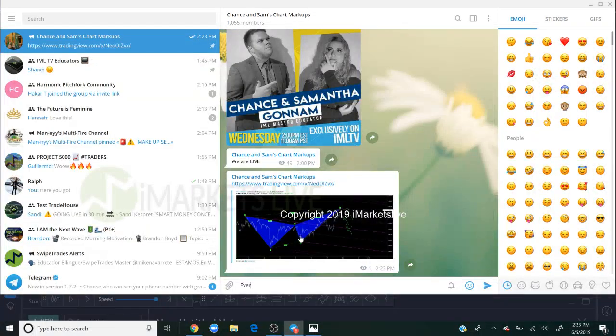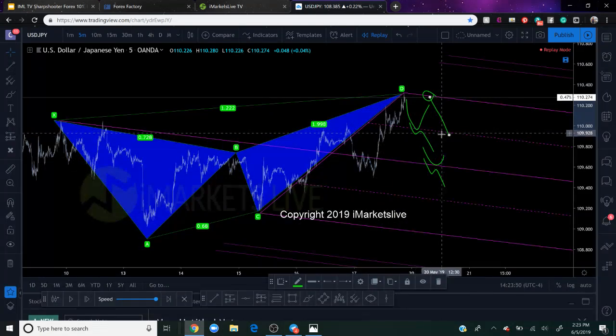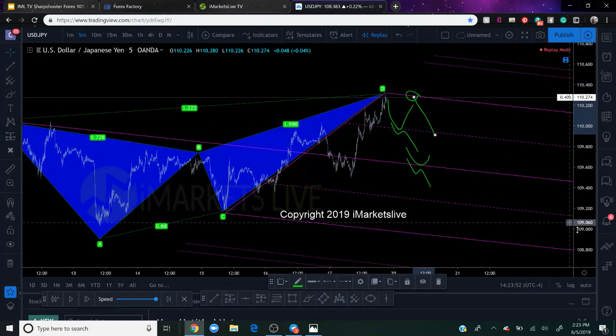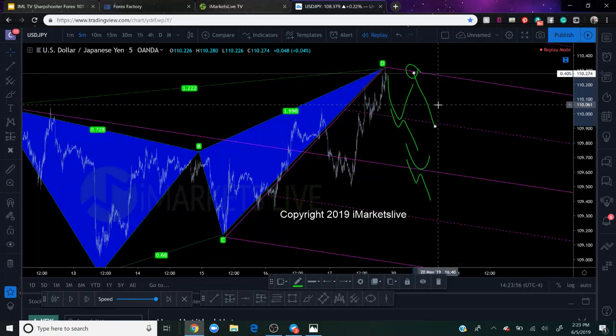So every harmonic pitchfork, these are your trade options. All right, these are the trade options. The only things I'm looking for every single time I see a new harmonic scan in a pitchfork form, these are the only trade options I'm looking for.